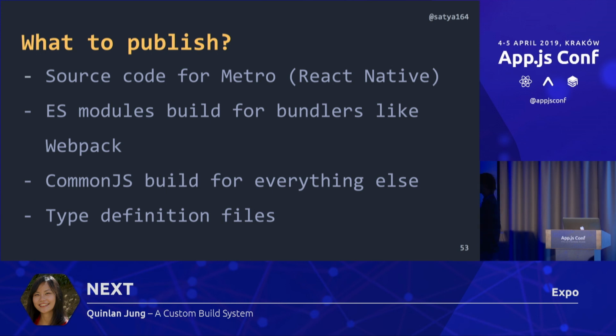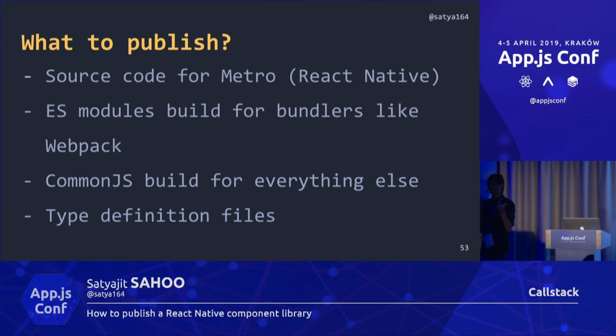Then if it supports web, I also publish an ES modules build, which is import and export, and a CommonJS build for everything else. For example, Jest or Node server-side rendering, or any bundler which does not support import-export. And if you're using a type checker like TypeScript or Flow, you also want to ship definition files.